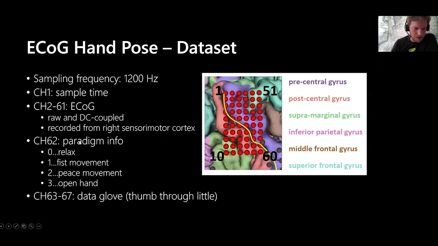Then, channel 1 is the sampling time, channels 2 to 61 are ECoG, and channel 62 is the paradigm info. That tells you again what task was active at which point in time. So 0 was relaxed, 1 was fist movement, 2 is peace, and 3 is stretch or open hand. And additionally, you also get the recorded signals from the data glove in channels 63 to 67. These are the 5 channels capturing thumb to little finger.